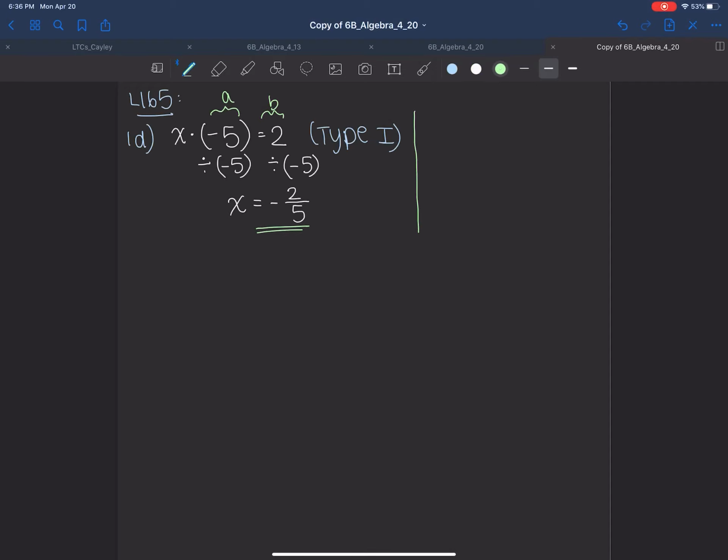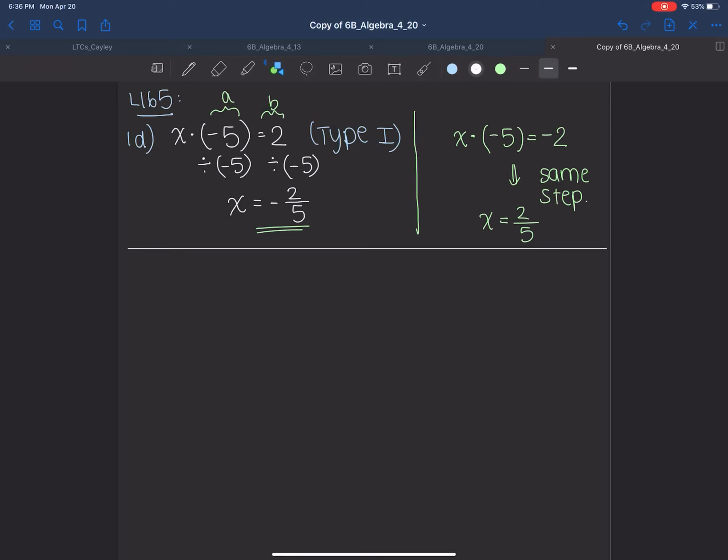The second part of the question is x times minus 5 is equal to minus 2. We're literally going to do the same steps. There's only one step here, same step. But because we started off with minus 2 on the right instead of 2, the only thing that's going to change is our sign. So we're going to end up getting x equals 2/5. Nice.